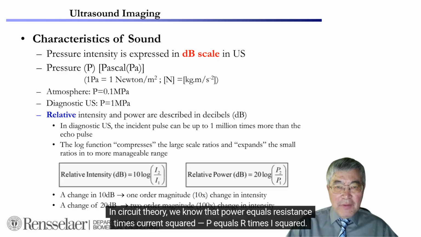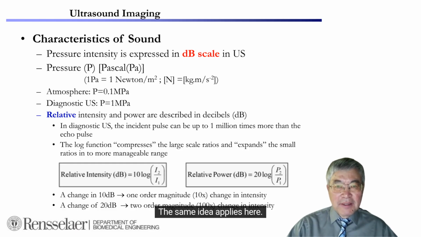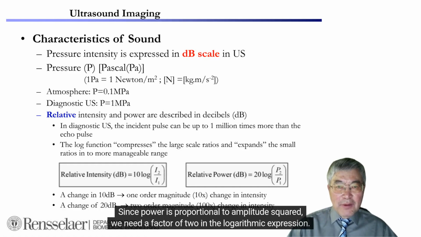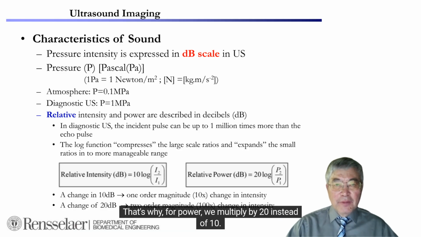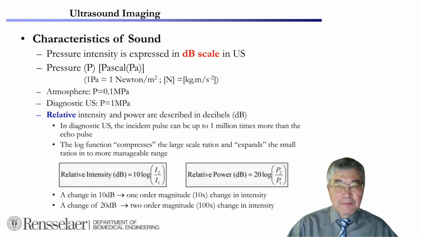In circuit theory, we know that power equals resistance times current squared, P equals R times I squared. The same idea applies here. Since power is proportional to amplitude squared, we need a factor of 2 in the logarithmic expression. That's why for power we multiply by 20 instead of 10.